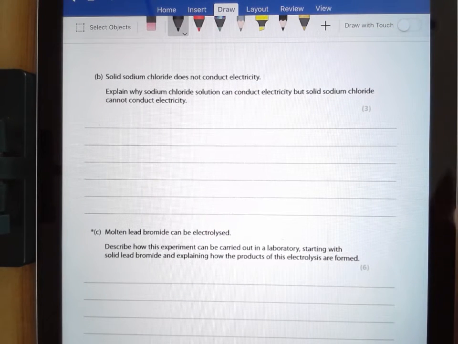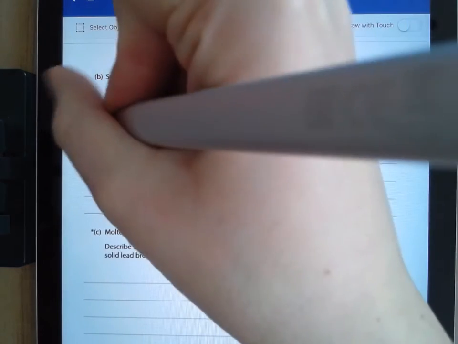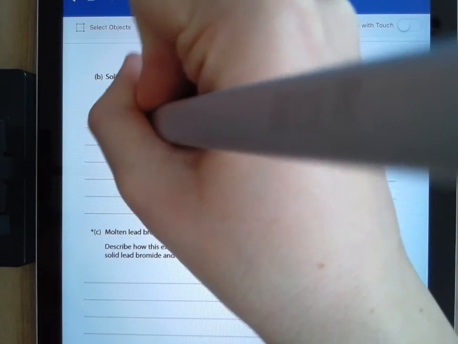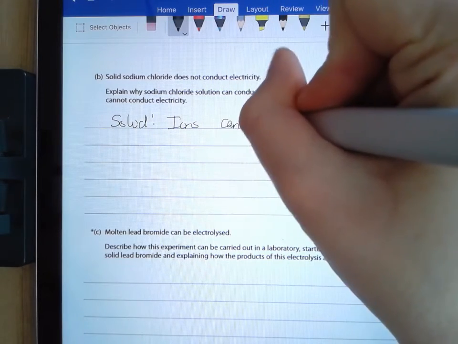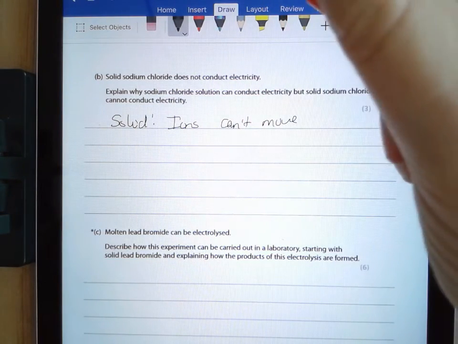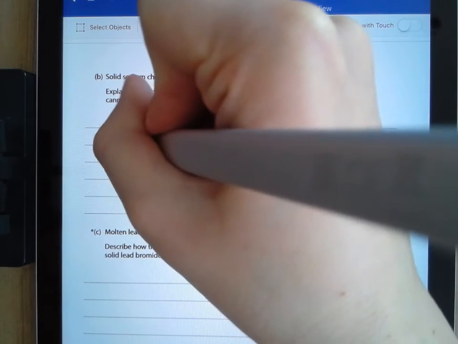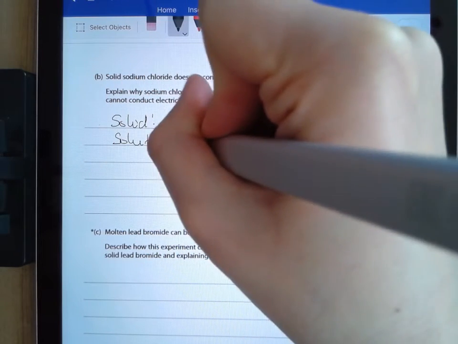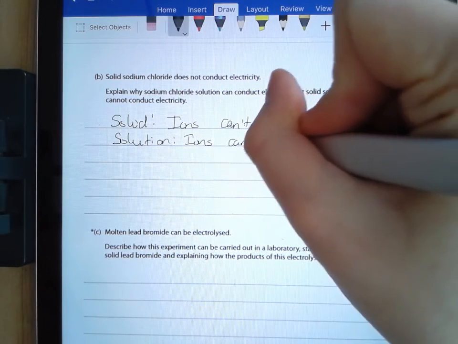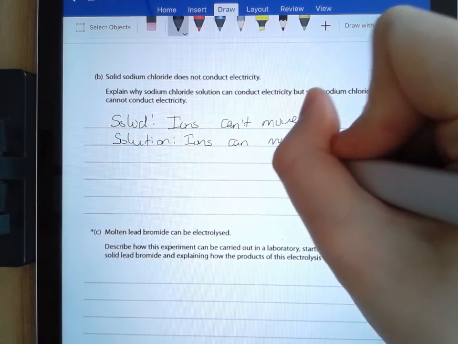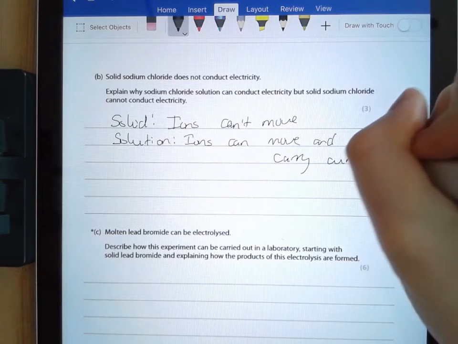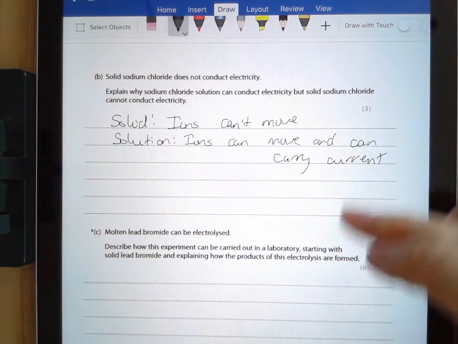Okay, we've seen this one as well. Why does solid not conduct electricity? In the solid, ions can't move. In the solution, ions can move and can carry current. So we've seen that one lots of times. Hopefully everyone's getting 3 marks there.